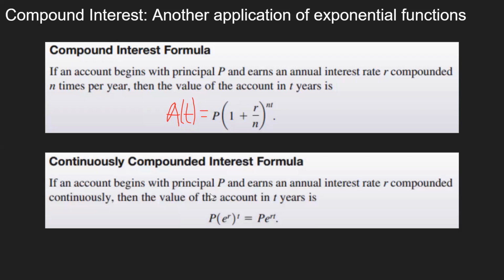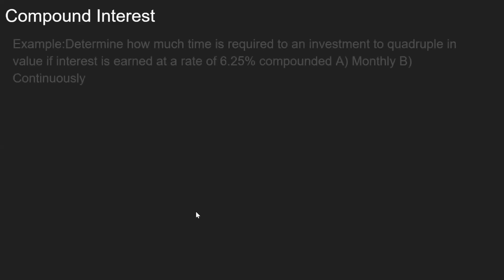The continuously compounded interest formula is A equals, and I like to just say PERT, P times e to the rt, where P is the initial amount that you deposited, e is the number e, r represents the interest rate as a decimal, and t is the number of years. So let's check out an example.